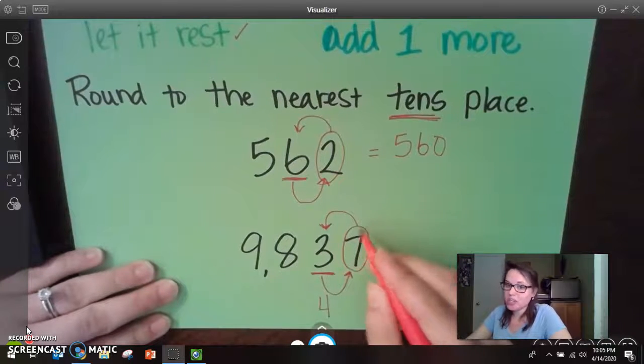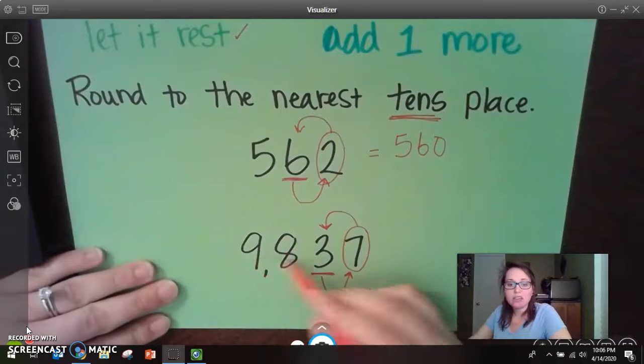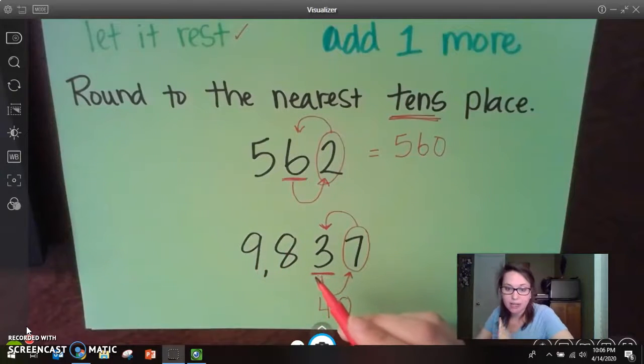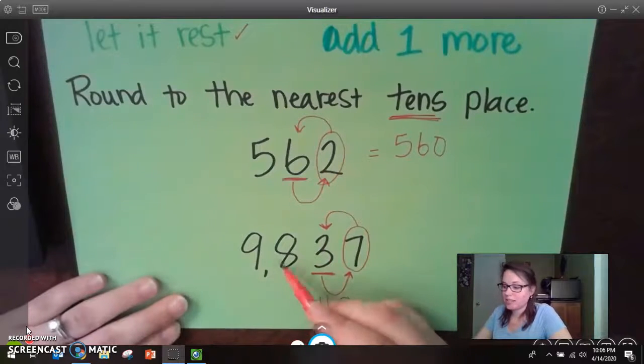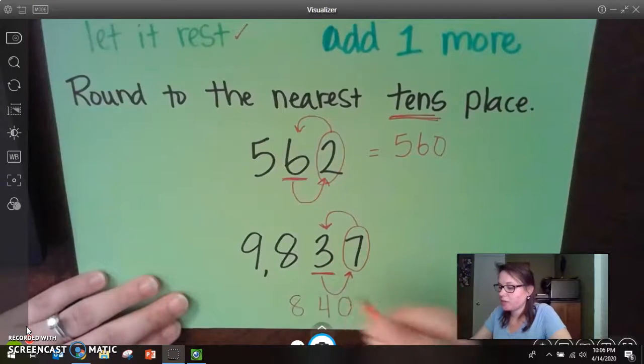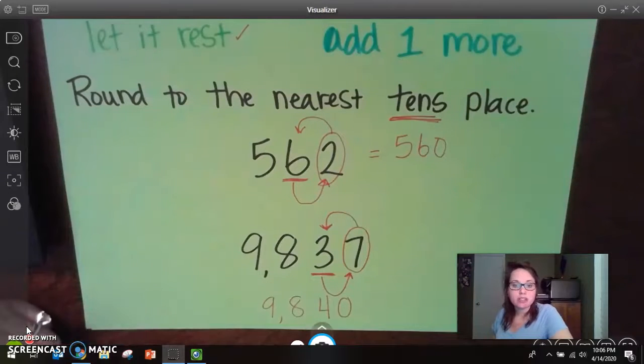The 7, I have already changed it into a 0. So I'm going to leave that. And these other numbers, I did nothing to them. I want to keep them the same because those numbers are important. I need to keep that place value. So 8 and 9, I'm just bringing those down. So that's how you round to the nearest 10 place.